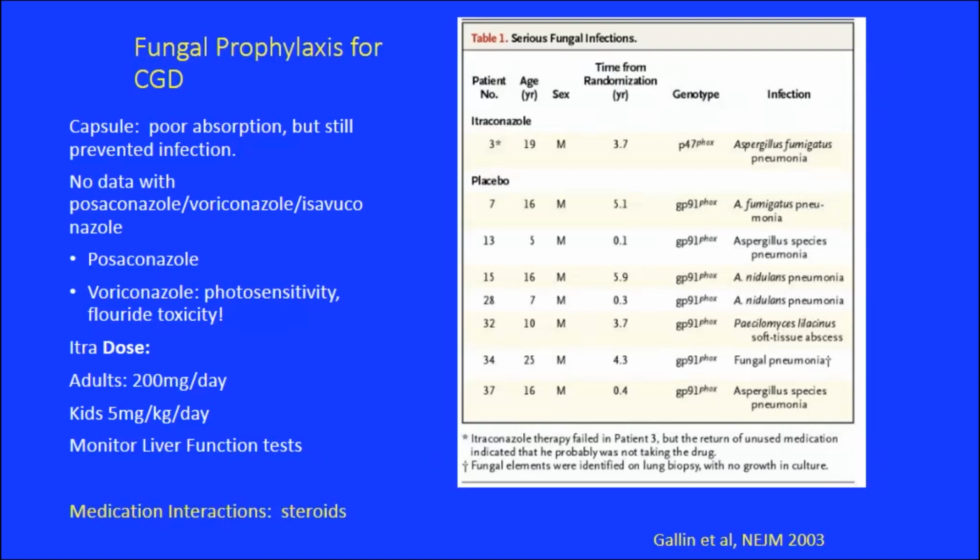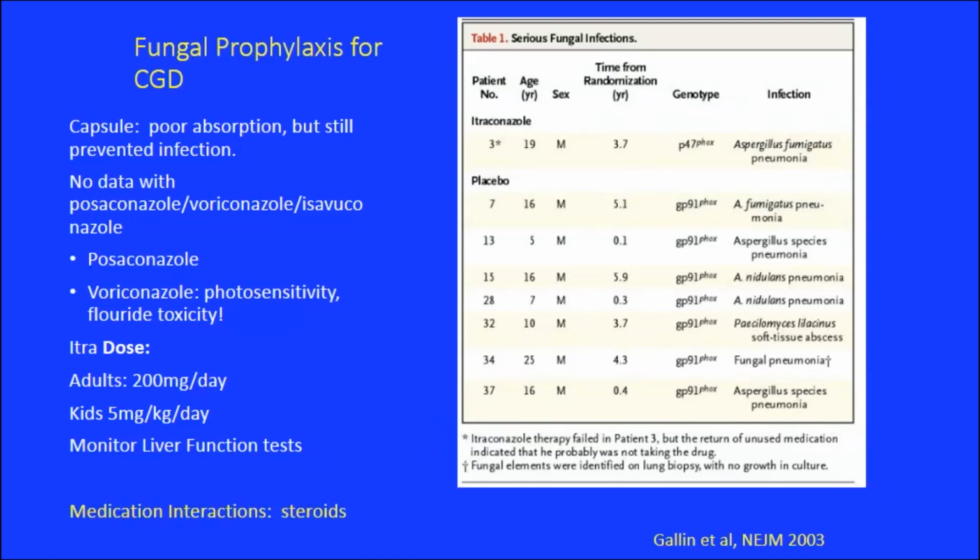Just to talk a little bit about these. Itraconazole is used mostly as a capsule in adults and liquid in children. The capsule form is not as well absorbed as the liquid, and in general, you need a more acidic environment to absorb these. So for people on an acid blocker, it's a little harder to absorb the itraconazole.